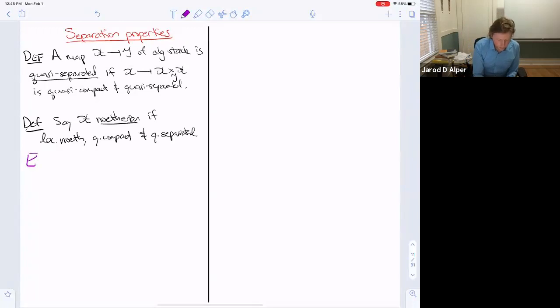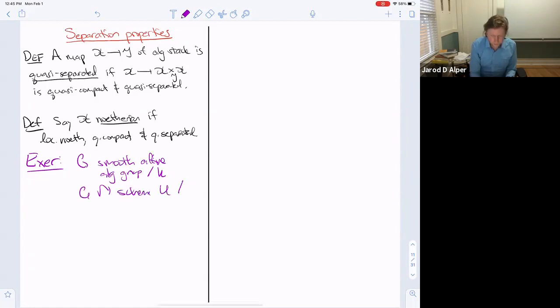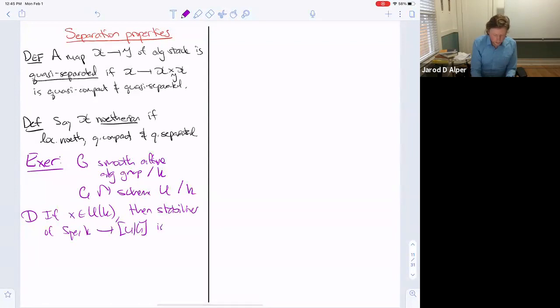And maybe I'll end with saying how you can translate properties of a group action into separation properties. Let's say we have G a smooth, affine algebraic group over a field, and let's say G acts on a scheme U defined over a field. So the first part of the exercise is to say that if you have a point of U, defined over that field, then the stabilizer of the corresponding map in the quotient is the usual stabilizer.